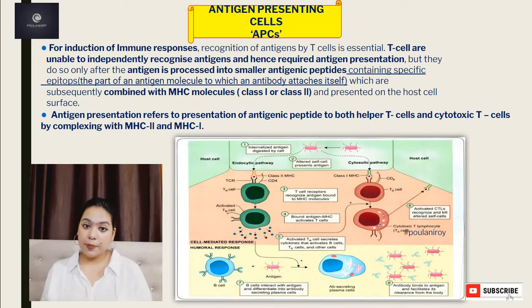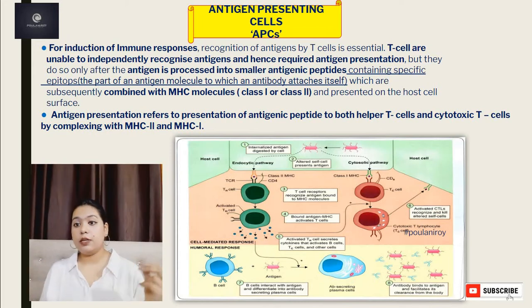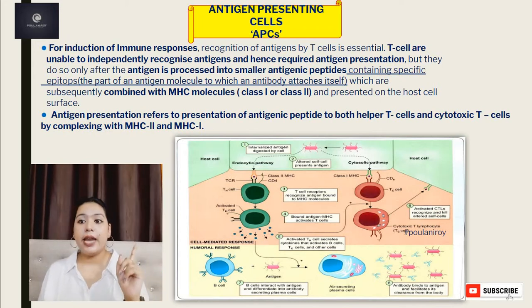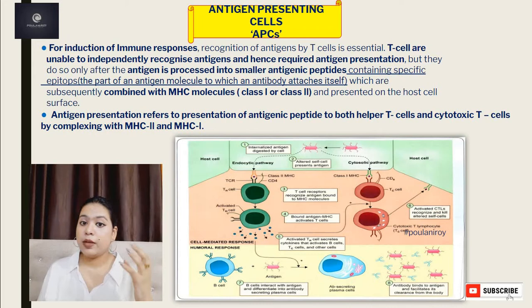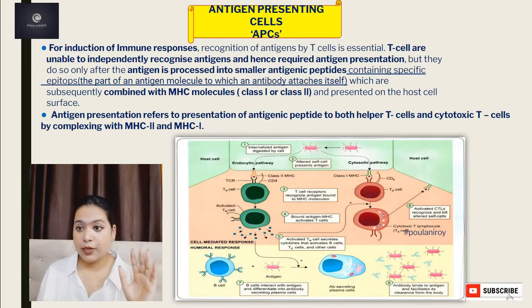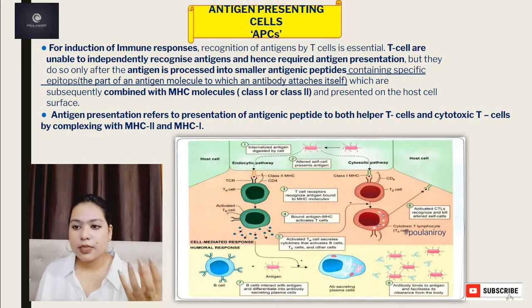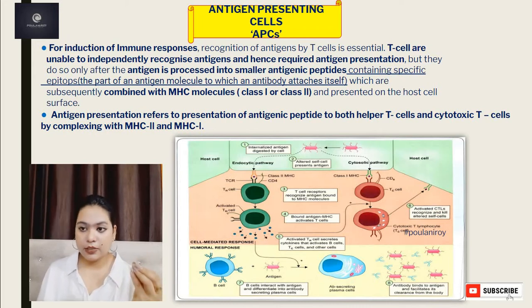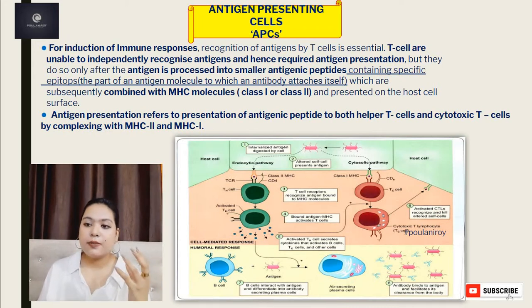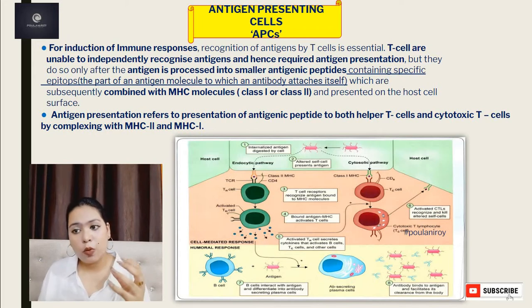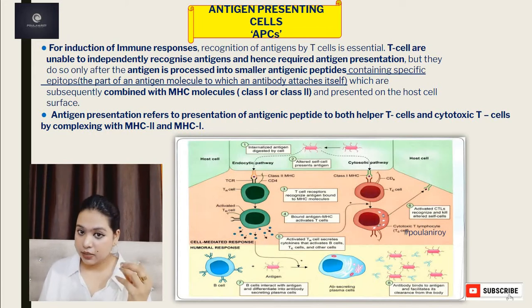Now see guys, we will understand the diagram given here. First, the internalized antigen is digested by the cell. Next, the altered self cell presents your antigen. Next, the T cell receptor recognizes antigen bound to the MHC molecule. The T cells can recognize the antigen bound to the MHC molecule, so the MHC molecule is used as an indicator in this case.